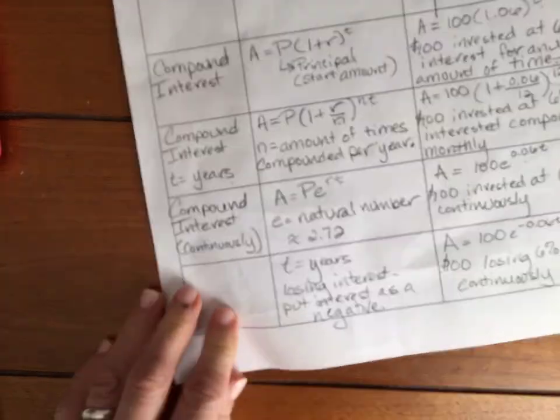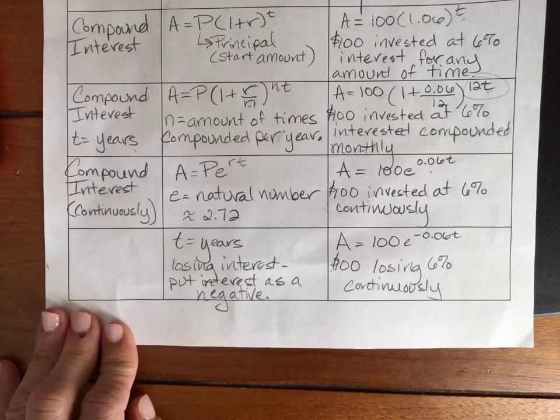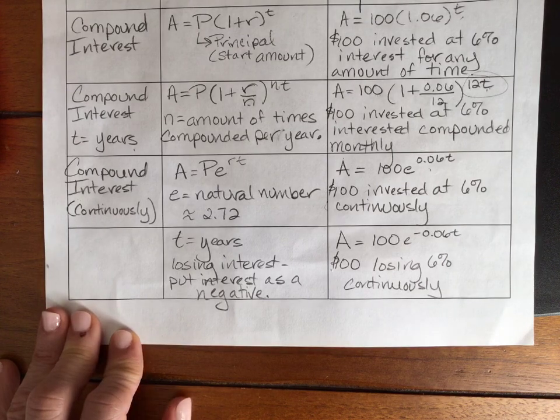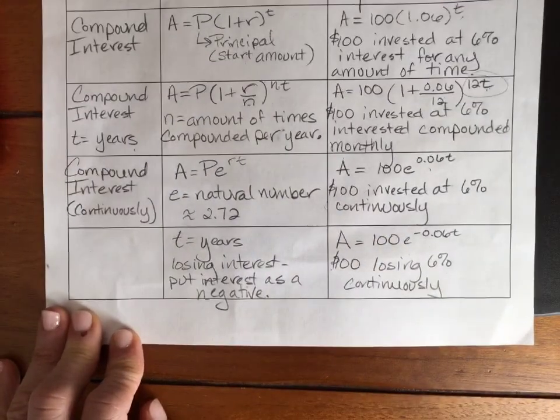All right. So here's what we should have had for lesson 1. We have the compound interest continuously. If it's growing, you put that rate in as a positive. If it's depreciating or you're losing money, you want to put it in as a negative 0.06.